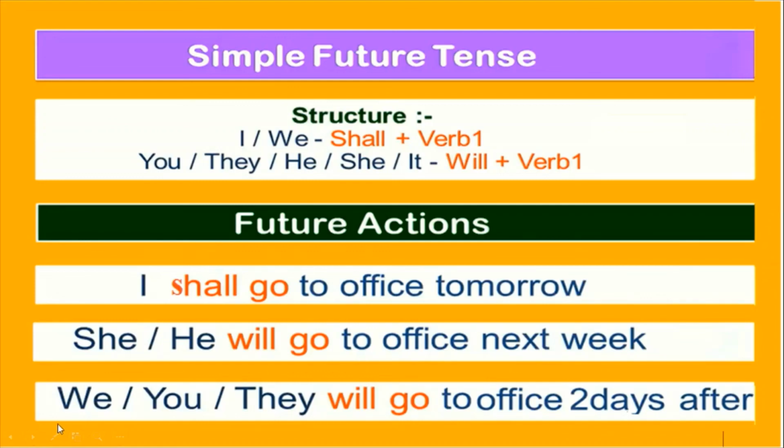Now the last example: we, you, or they will go to office two days after. Here, because we have the timing word after, we should write the verb in the future tense. Or we can say here, we, you, or they shall go to office two days after.